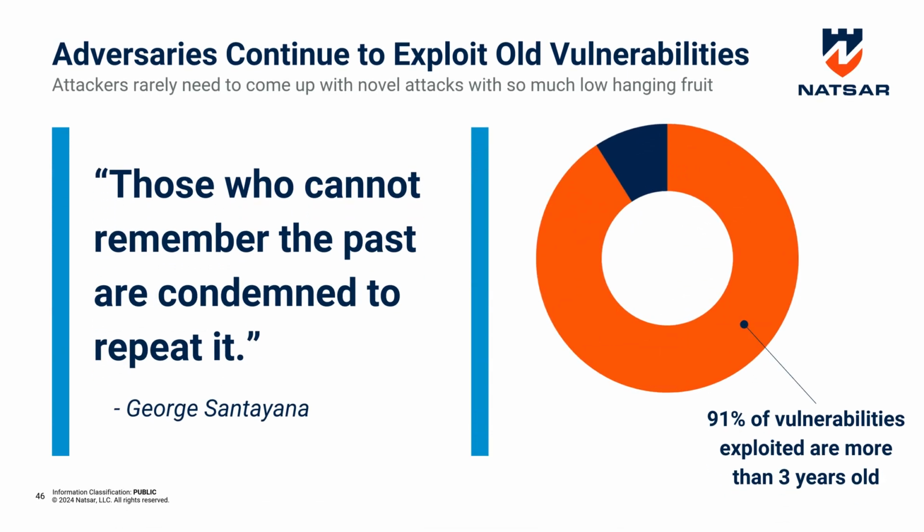Now, adversaries continue to exploit old vulnerabilities, and it's just amazing to me. I've gone on a number of incident response cases where we find out that the system was attacked by a vulnerability that has been known for years and patches have been available for it, and it just never got applied. And like this saying here on the slide, those who cannot remember the past are condemned to repeat it. And it really is true. We see a lot of adversaries get successful breaches and footholds into networks by just low-hanging fruit, exploiting known vulnerabilities. And you see here on the slide that 91% of vulnerabilities exploited are more than 3 years old. So things just sitting out there that are very old and being exploited all the time.